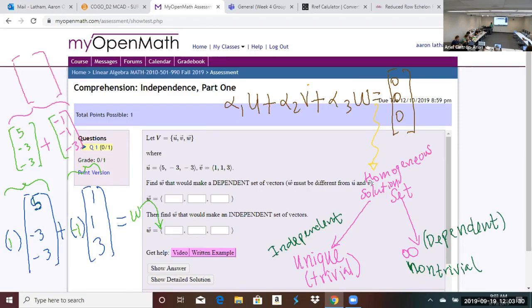So then when we add these two together, we have 5 minus 1, that's 4. Minus 3 minus 1 is minus 4, and minus 3 is minus 6. So that's what we should write here: 4, minus 4, minus 6. So Aaron, can you enter those numbers and see? Thank you.